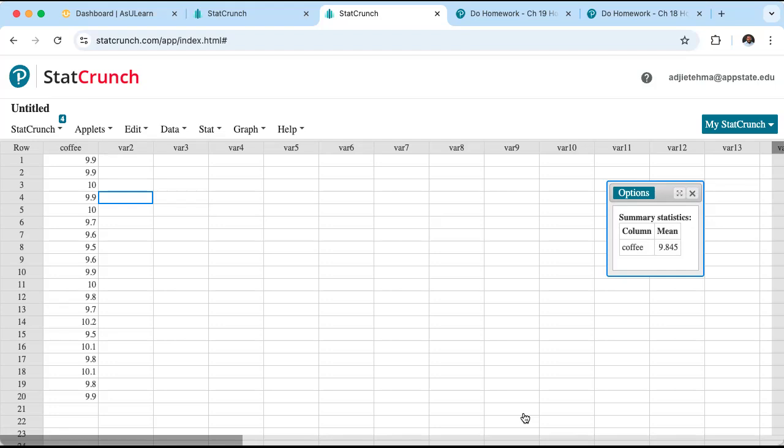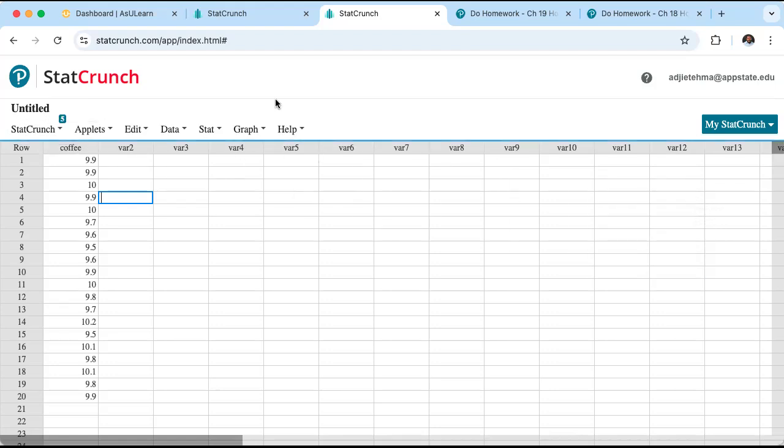Also let's take note that mu naught, the hypothesized mean, was 10. So x bar is 9.845, mu naught is 10. Is that okay? Good. Since we have taken note of that, now let's take all these values.